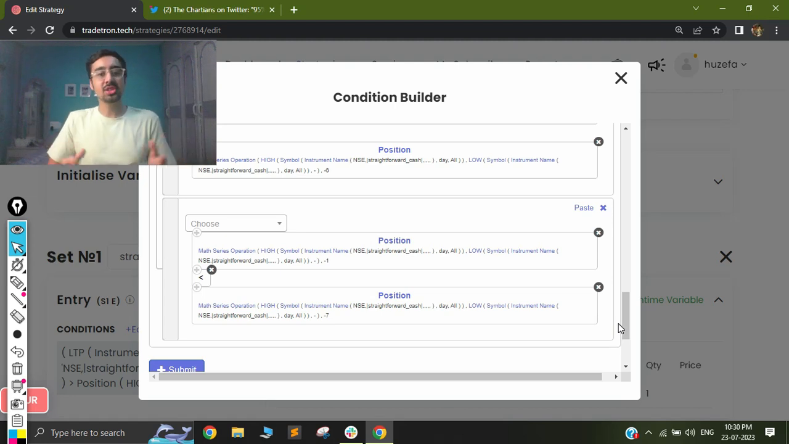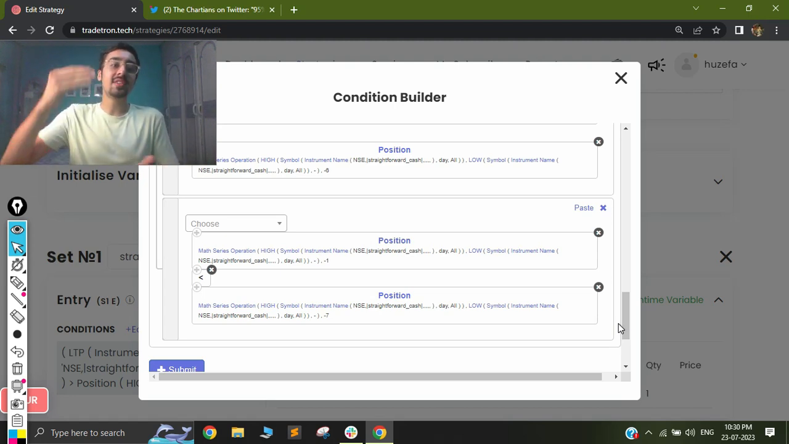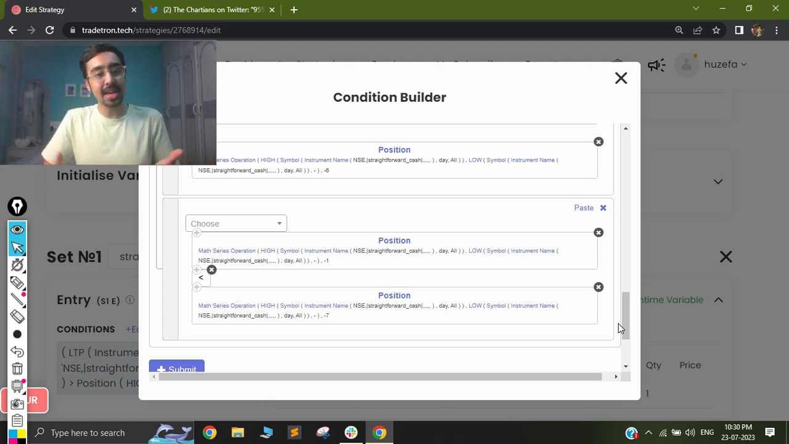As usual, these two strategies have been linked in the description. Duplicate it, test it, and based on that, make sure that you are taking much better trades in the market.